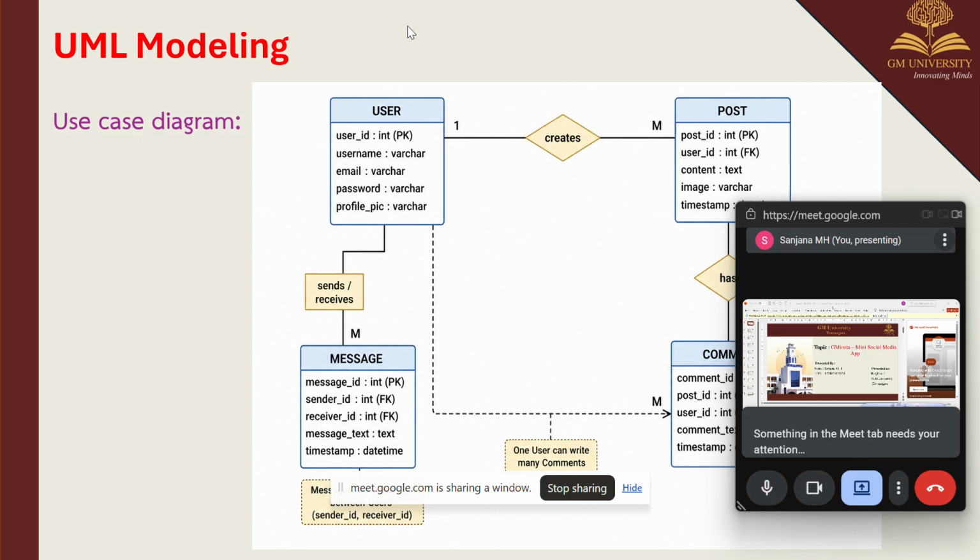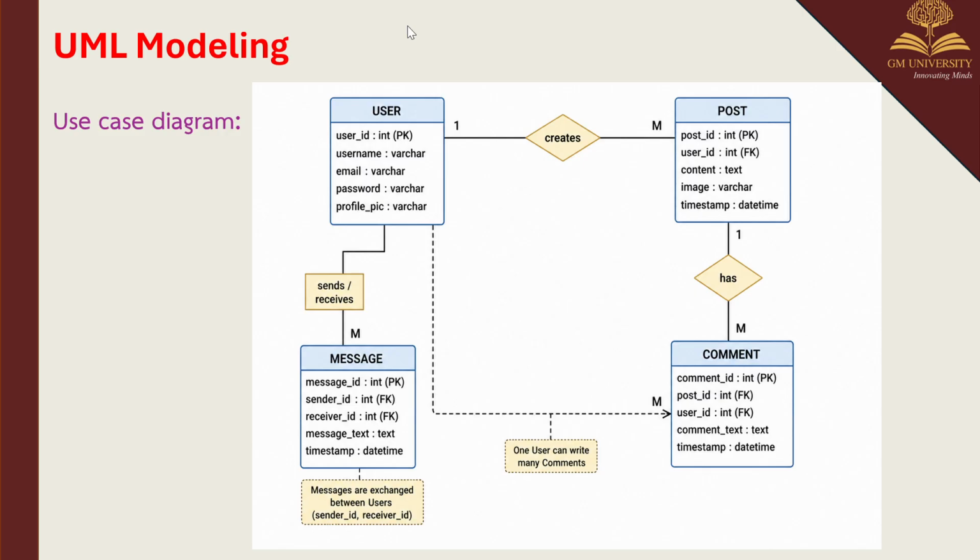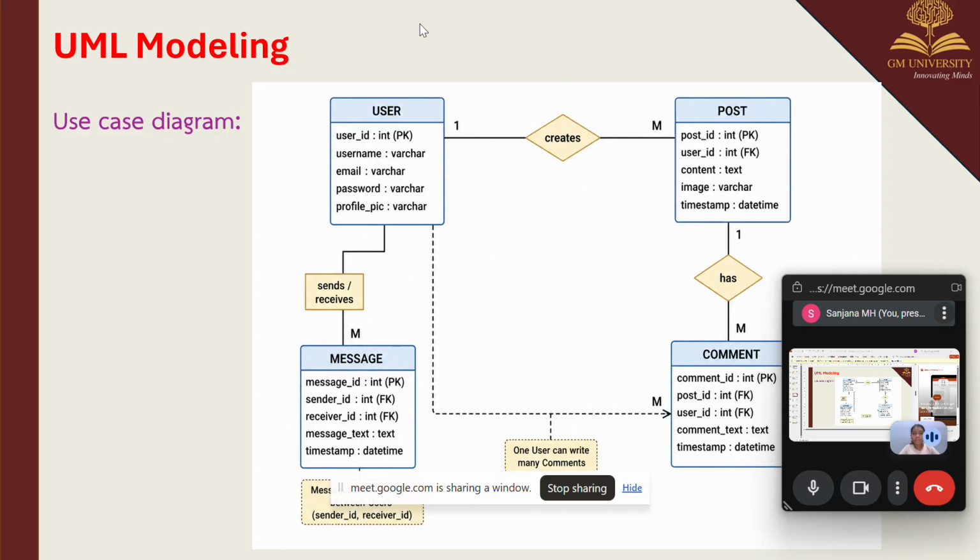Next, the comment entity. In this comment entity, the attributes are the comment id, post id, user id, comment text, and timestamp. Comment id is the unique comment id. Post id is the post the comment belongs to. User id is the user who wrote the comment. Comment text means the comment content. Timestamp means the time of the comment.